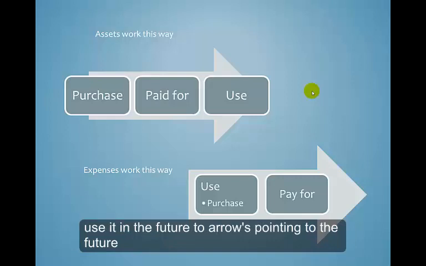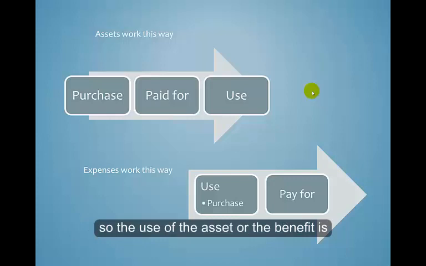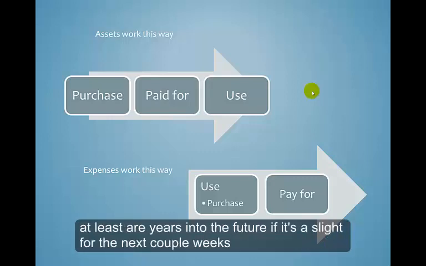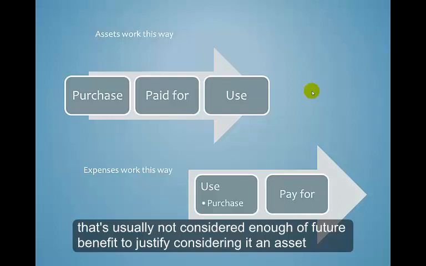See the arrows pointing to the future. So the use of the asset or the benefit is in the future from the purchase. And we usually want it to be several months at least or years into the future. If it's just for the next couple of weeks, that's usually not considered enough future benefit to justify considering it an asset.